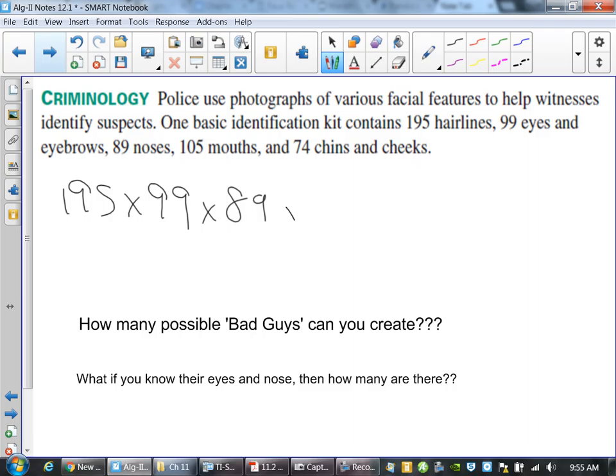Noses, mouths, 10, and 74 chins and cheeks. That's like jawline. Multiply all that together, what do you get? Big numbers. A really, really big number. No freckles? No freckles. What about ears? They don't have ears on there. Half ears? Ears and half. Big or hanging? Sorry, Tony.